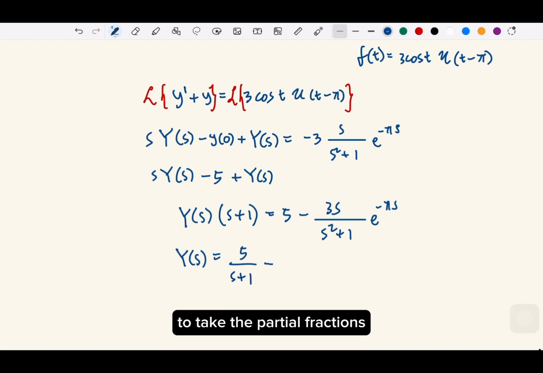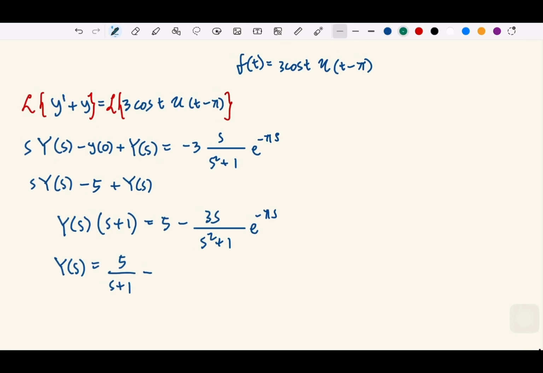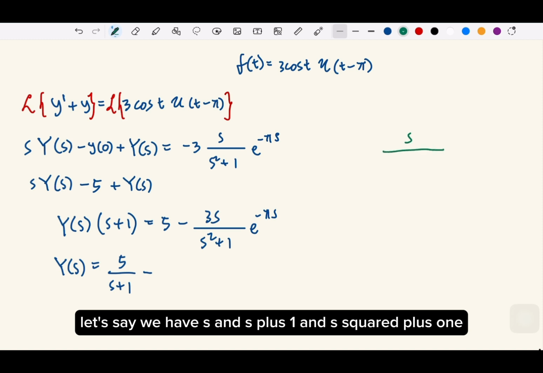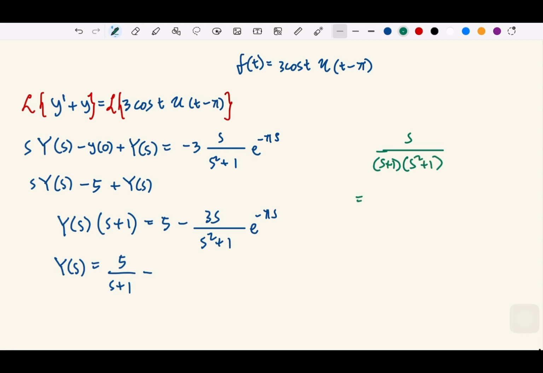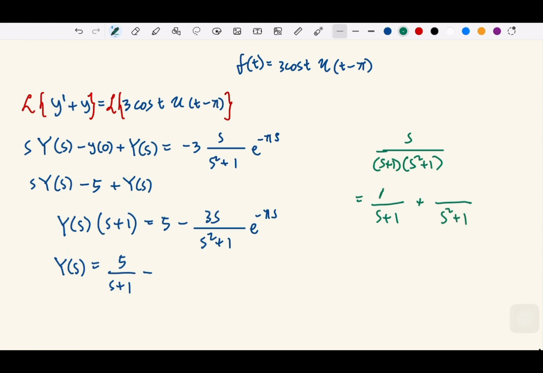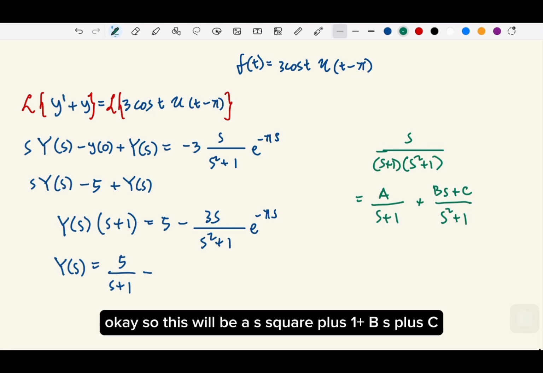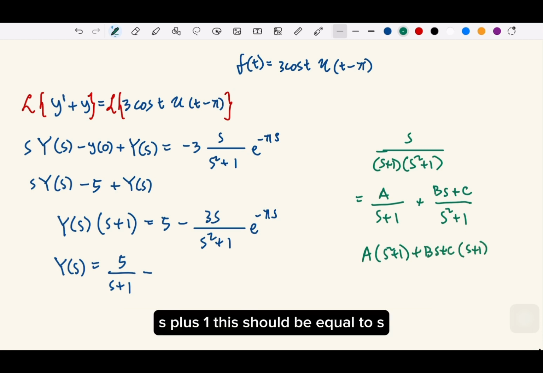So we need to take the partial fractions. Let me maybe write on the right side. So let's say we have s and s plus 1 and s squared plus 1. So this will be a, this is b s plus c, right? Okay, so this will be a times s squared plus 1 plus b s plus c times s plus 1, this should be equal to s.